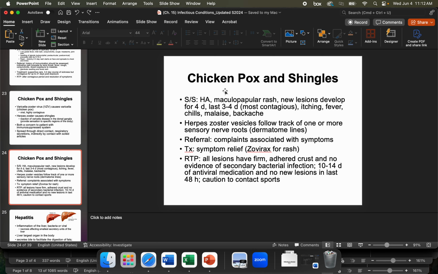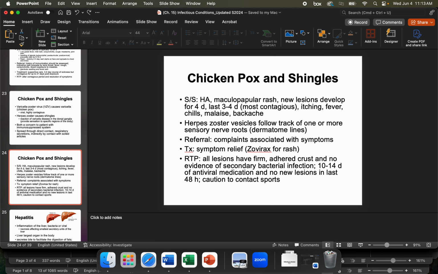Signs and symptoms of chickenpox: there's going to be a rash. There are going to be lesions, little red marks, that usually last for 3 to 4 days. Eventually, they're going to crust over, and they will resolve. They're itchy. And then the patient's going to experience fever, chills, soreness, backache.